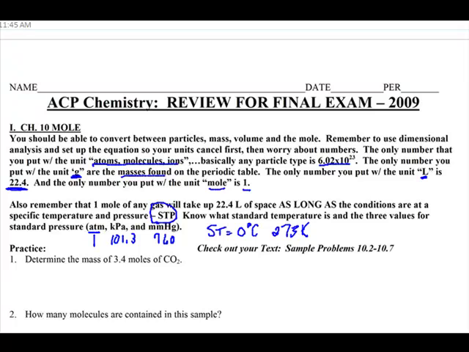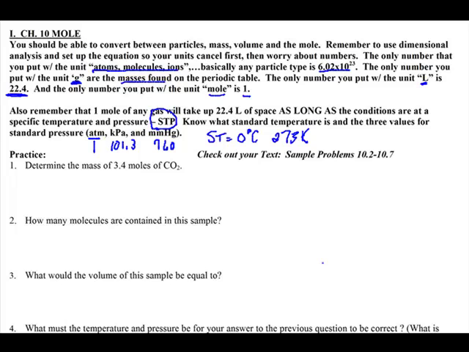All right, let's work out our first problem here. We're converting the moles of carbon dioxide to mass. Well, we're dealing with mass, so we have to look on the periodic table. So we're going to add up 1 carbon, which is 12.0, and 2 oxygens, which is 16.0 times 2, so that's 32.0. Then we add the 12 and the 32 together, and you get 44.0 grams. So that's the molar mass of carbon dioxide.